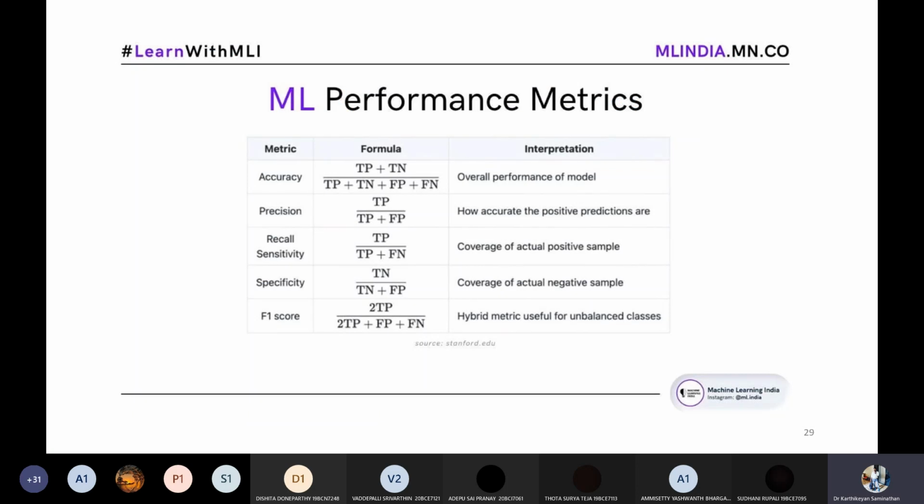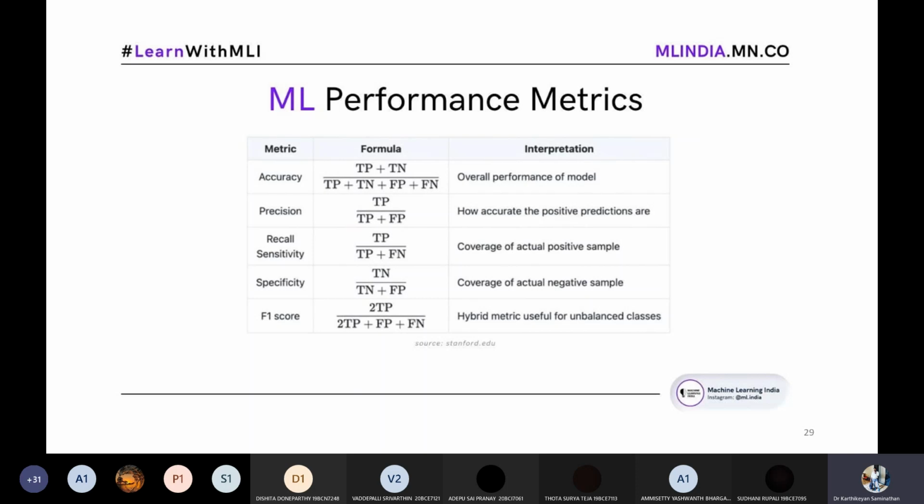So how do you evaluate the ML models? There are different parameters, as you know, that you will study slowly: accuracy, precision, recall, sensitivity, specificity, F1 score. These are some parameters used to evaluate the model. One is accuracy. What is the purpose of accuracy? Accuracy generally tells you the overall performance of the model. Whatever model you develop, first we calculate the accuracy. Accuracy is used to evaluate the overall performance of the model.